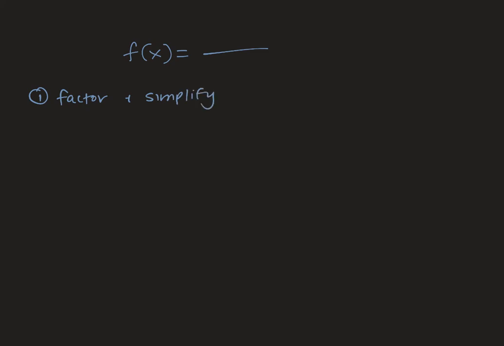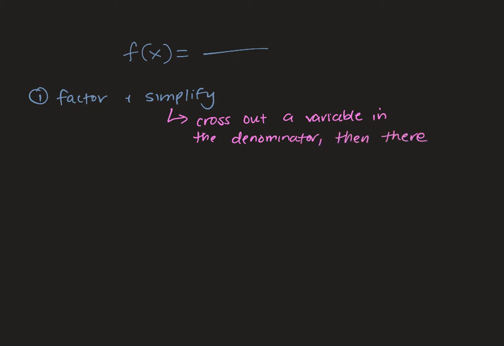So that's step one. See if you can factor both the numerator and the denominator, and see if you can simplify. If you can cross out a variable or an expression in the denominator, then there's a hole, where whatever you cross out equals 0. So if I cross through an x plus 1 in the top and x plus 1 in the bottom, then I would do x plus 1 equals 0, and I would get that x is negative 1. So you always set it equal to 0, and that's the x value of your hole, okay?